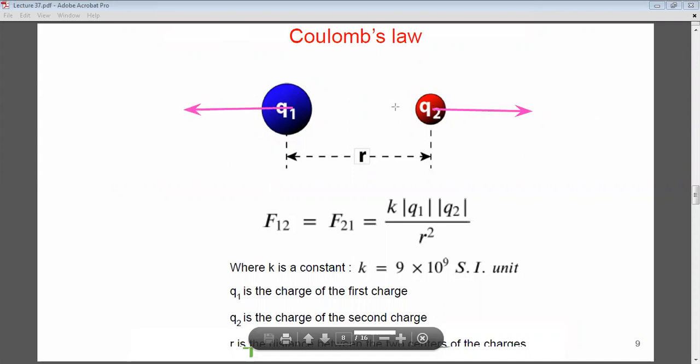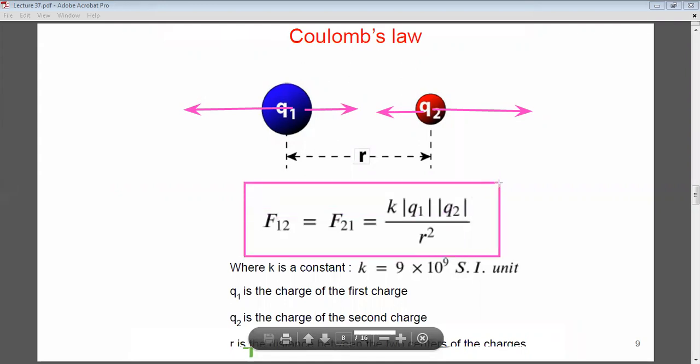Now the direction depends on whether these two charges are positive or negative. So if one is positive and the other is negative, they will attract each other. And if they are both positive or both negative, they will repel each other. But what matters here is that the magnitude of the force is equal to K Q1 Q2 divided by the distance squared. Q1 is the first charge, Q2 is the second charge, and r is the distance between them.